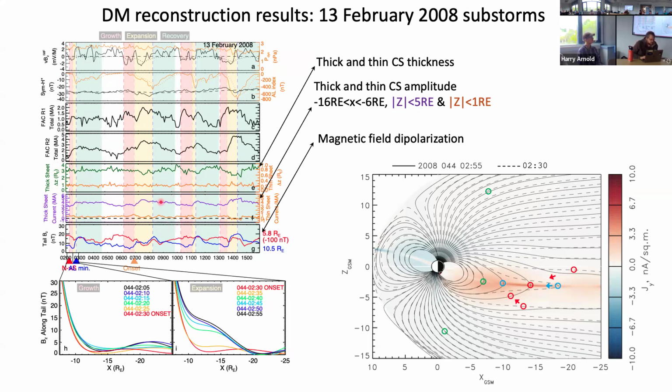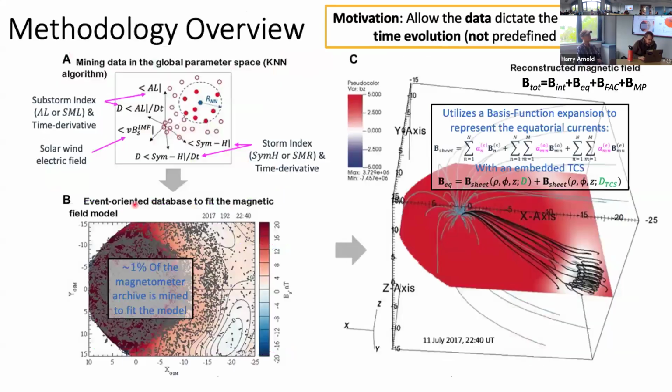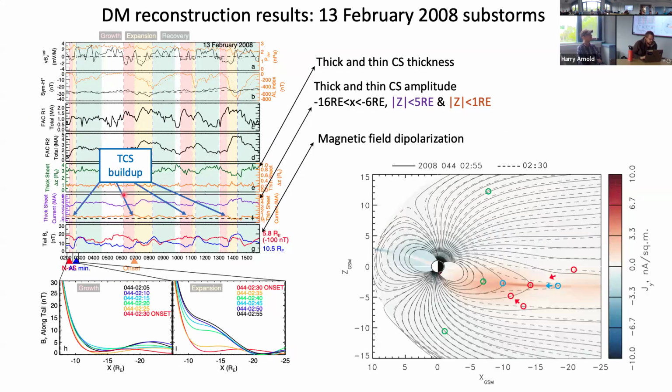Then this plot down here shows the integrated current in those 2 separate current sheets as a function of time. And what you see is that in the growth phase of substorms, which are these pink shaded regions, in pretty much every case, the amount of current in your thin current sheet increases. And then at onset, it suddenly decays. So this is suggesting that the thin current sheet plays an important role in the growth phase and the onset of substorms.